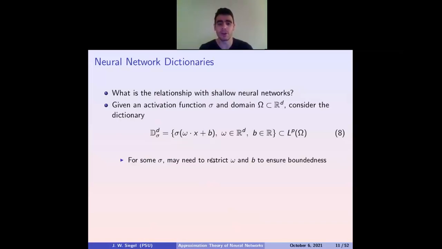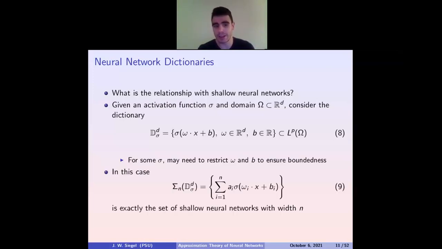The dictionary consisting of all σ(ω·x + b), all of these ridge functions. Now, for certain σ, and we'll discuss this in a second, we need to restrict ω and b in order to ensure that this dictionary is bounded. But for the moment, let's not worry about that. So given this activation function σ, we consider this dictionary of all of these plane waves with profile σ.